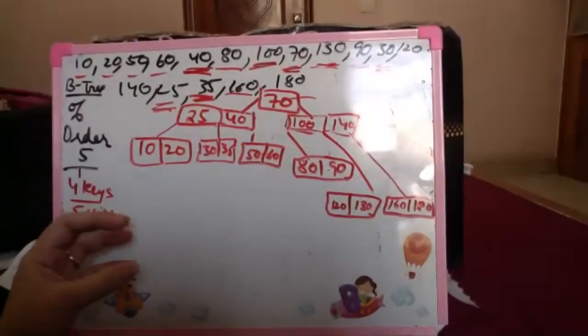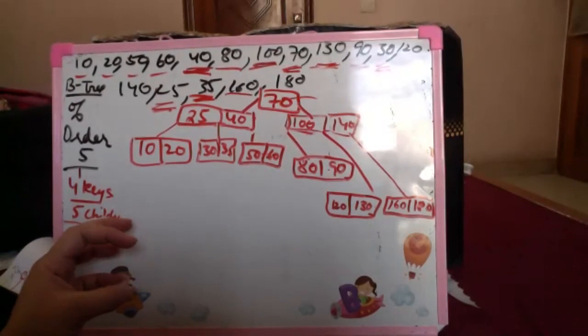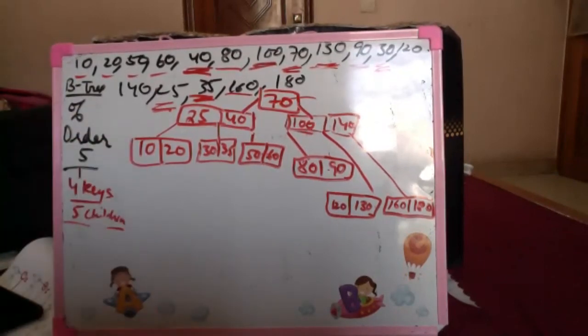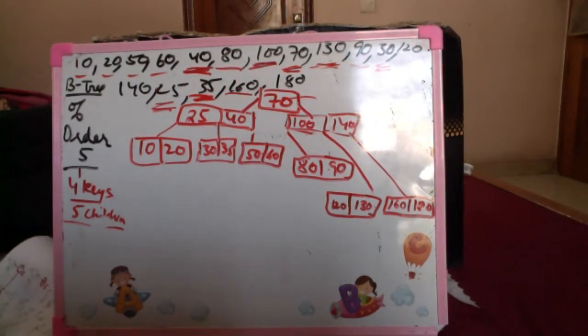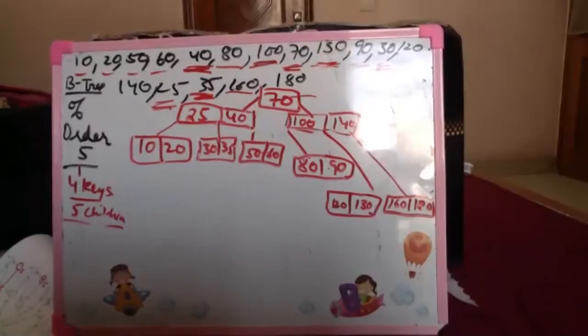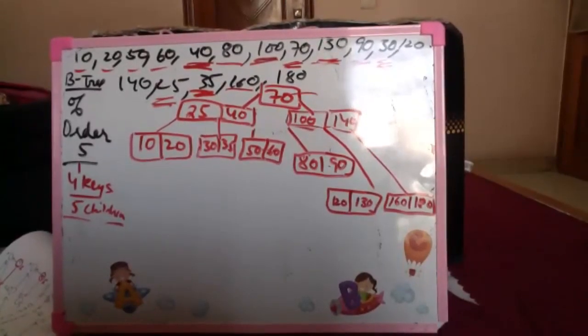Are you all able to understand what is happening? This is how I can keep on inserting in a B tree. Are you all with me on insertion on a B tree? Class able to understand what I'm saying? Yes, ma'am.